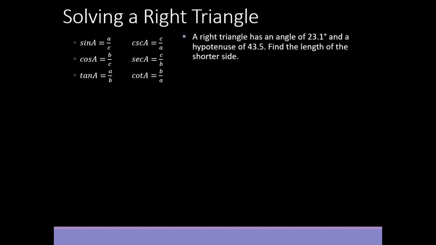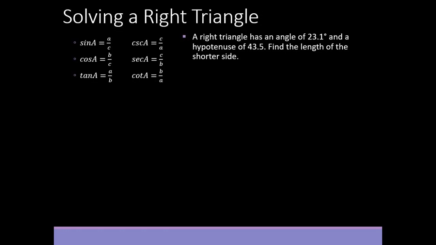Okay, this next one is giving us a description instead of a picture of a triangle. A right triangle has an angle of 23.1 degrees and a hypotenuse of 43.5. Find the length of the shorter side.